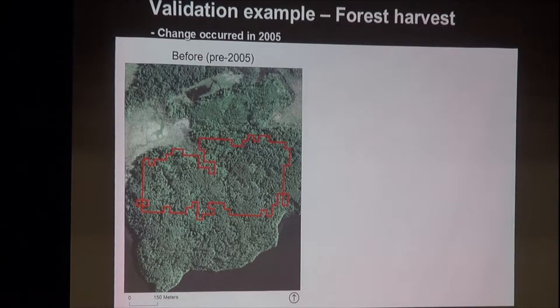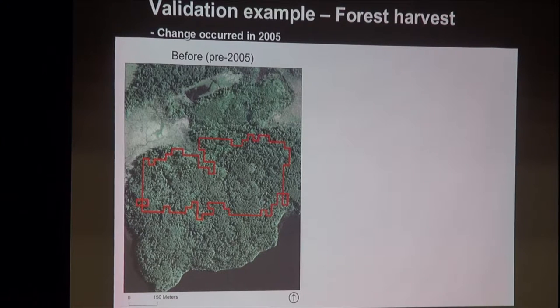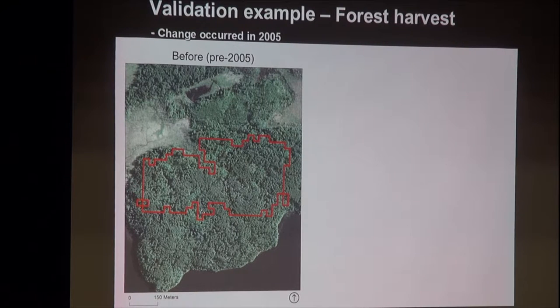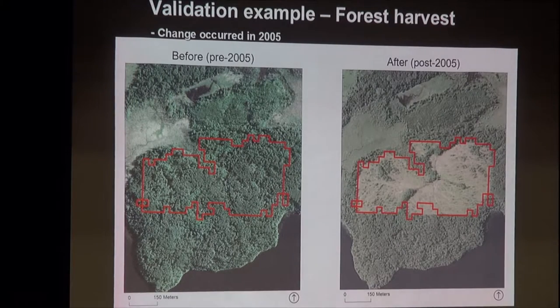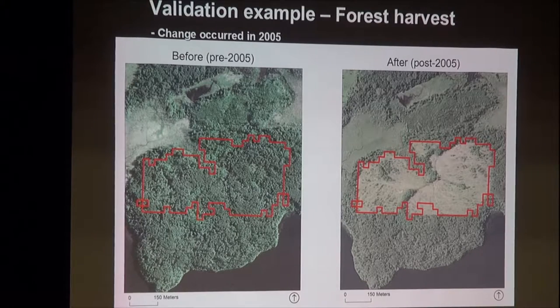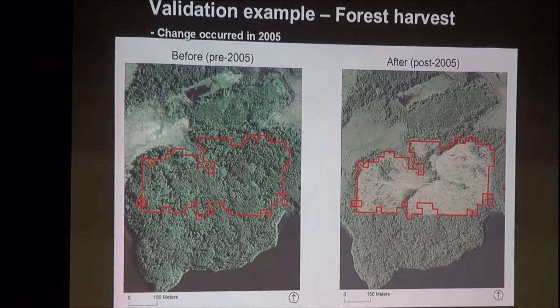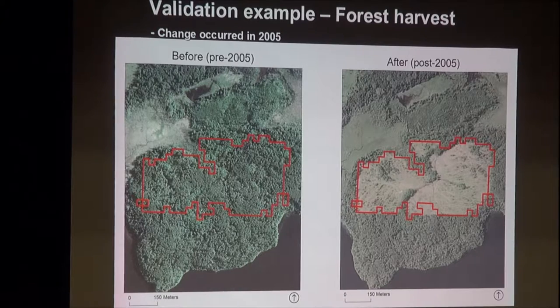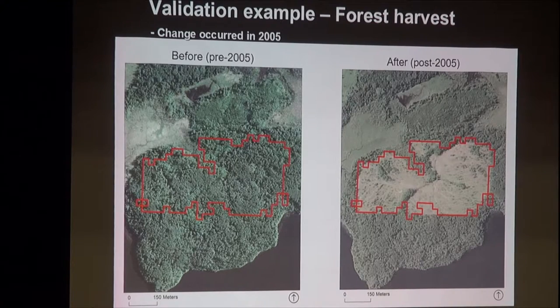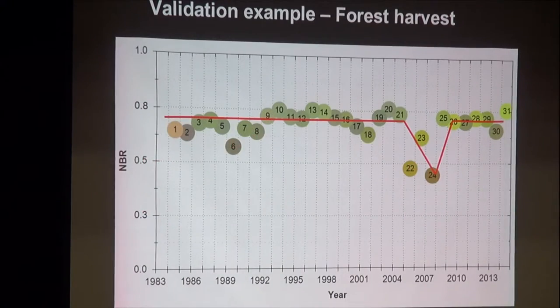I'll just walk you through one example here, forest harvest. The LandTrendr computer algorithm said this change occurred in 2005, so we look at an air photo, something of high resolution before 2005. This is the polygon, the little area that LandTrendr delineated, so before 2005 it was a forest. Then we look at an air photo after 2005, and sure enough, it was a clear cut that occurred here. So we would say true, this was a disturbance, and the disturbance agent was forest harvest.